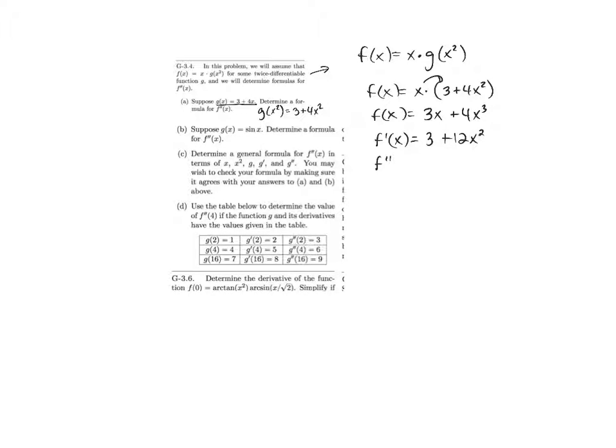So f double prime is, the derivative of 3 is 0, the derivative of 12x squared is 24x. So I think that's all they're looking for there for part A.